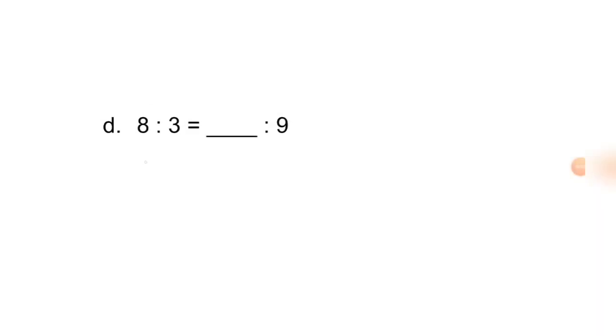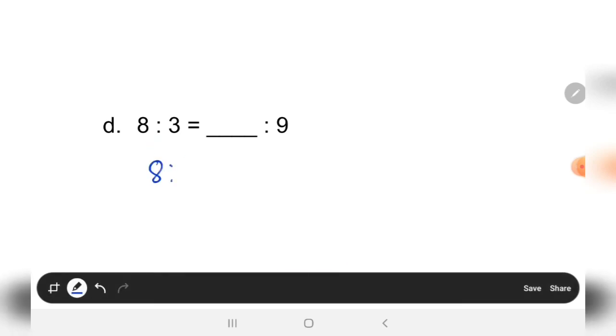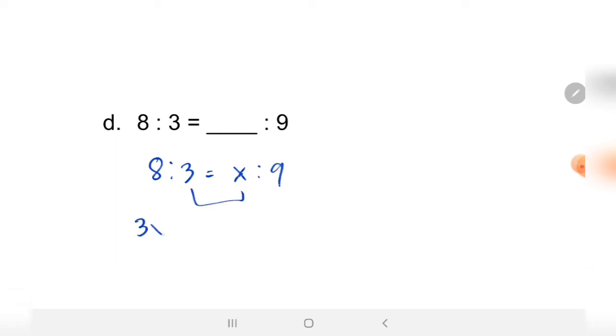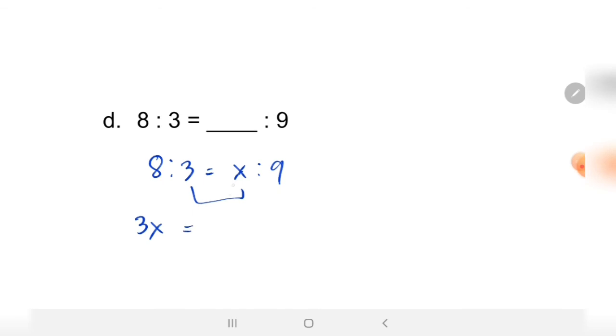Next, letter D. So 8 to 3 equals x to 9. Multiply the means, that is 3x equals 8 times 9, that is 72, divided by 3. The answer is, okay, that is 24.